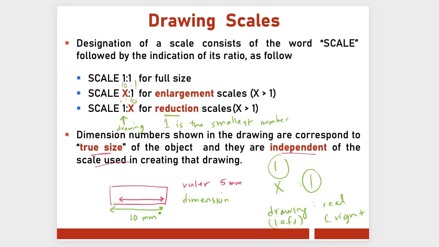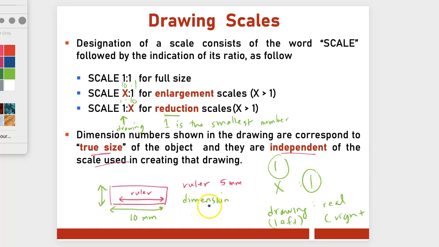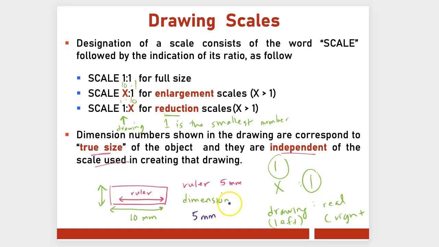Let me try to say that again. I measure the drawing using a ruler and it tells me 5 millimeters. But the dimension that I put in this drawing is 10 millimeters. What does that tell you? It tells you that the dimension of the drawing is 5 millimeters, the actual size is 10 millimeters. Therefore, the drawing is drawn at 1:2 scale.